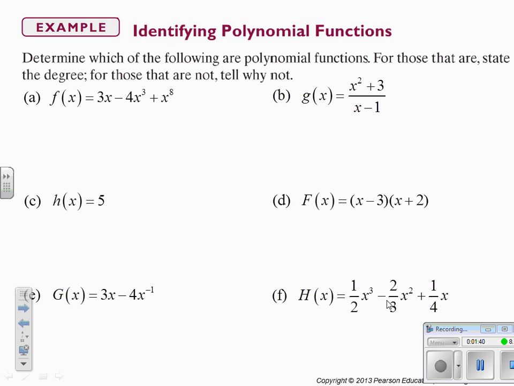All right, we're going to determine which of the following are polynomial functions, and for those that are, we're going to state the degree, and for those that are not, we're going to say why not. So take a peek at A. F of x equals 3x minus 4x to the third plus x to the 8th. Are all my exponents non-negative integers? Yes. Are all my a values real numbers? All my coefficients? Yeah.